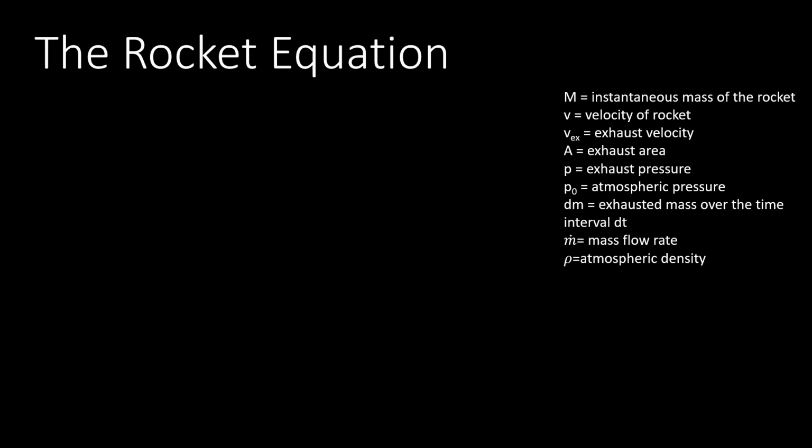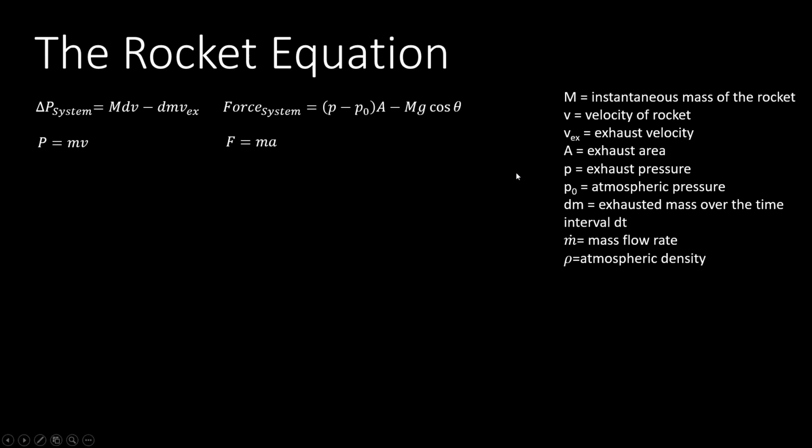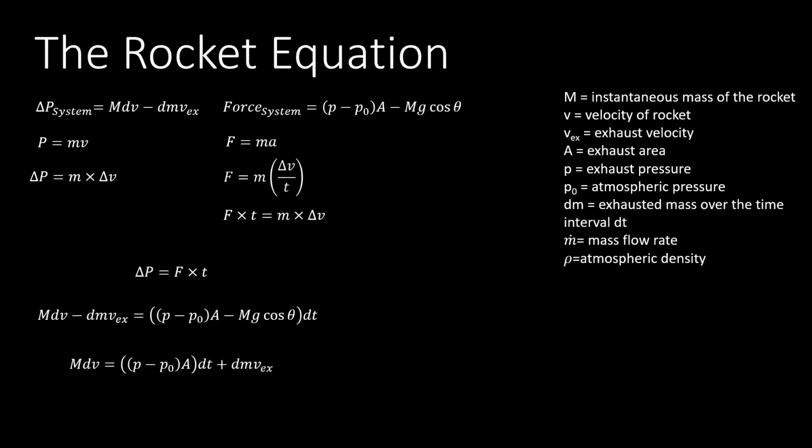Knowing these two equations, we can go a step further and expand the formula by realizing that acceleration is actually the first derivative of velocity. With a bit of algebra, we get that F times t is equal to the mass times a change in velocity. Subsequently, the two equal each other, and with a bit of rearranging, the product of the instantaneous mass and a change in velocity is equal to the pressure force exerted by the engine over a period of time dt plus the exhausted mass over the interval dt times the exhaust velocity.